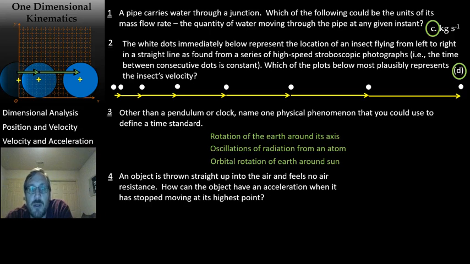Next, we have a more conceptual question. If there's an object that's thrown straight up into the air, and then it comes back down and feels no air resistance, how can it have an acceleration right up at the top? Right up at the top of the path, it goes up, it stops, it comes back down. So how, right there where it stops, can it have an acceleration?